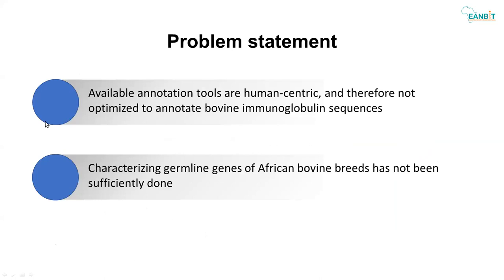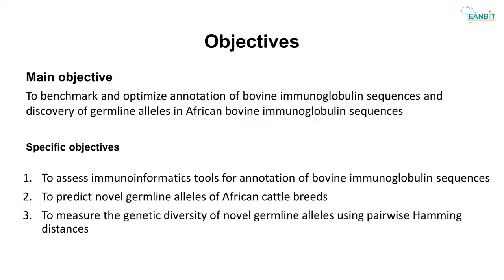The reason why I'm doing this project is that available annotation tools are human-centric and therefore are not optimized to annotate bovine antibody sequences, and characterization of germline genes of African bovine breeds has not been sufficiently done. The main objective of the project is to benchmark and optimize annotation of bovine antibody sequences and discover the germline alleles in African bovine antibody sequences, specifically to assess immunoinformatics tools for annotation of bovine antibody sequences. Secondly, to preserve germline alleles of African cattle breeds. And lastly, to measure the genetic diversity of novel germline alleles using pairwise Hamming distances.